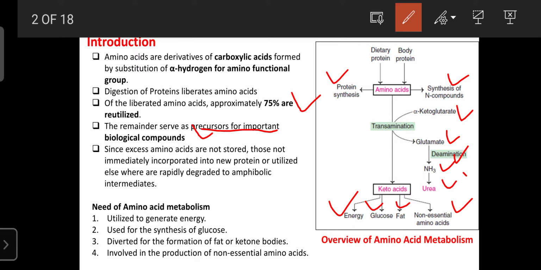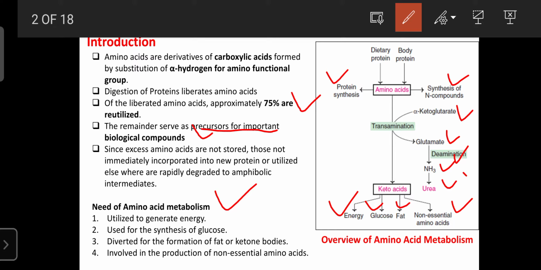So in our body, the amino acids are processed either into waste material, or utilized for the synthesis of proteins, for energy, for glucose and fat synthesis, or for the synthesis of the non-essential amino acids. So now we can learn regarding the need of amino acid metabolism.